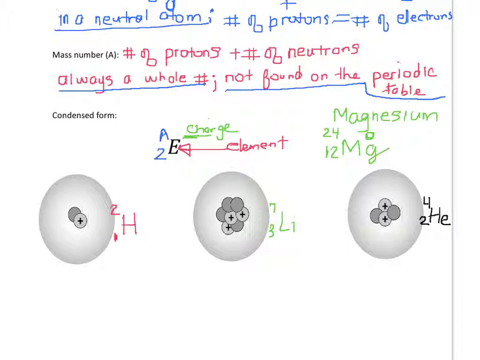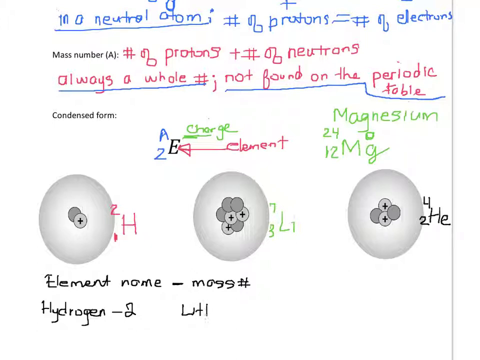Now, another way we can write it, it's like this. You write the element name followed by a hyphen, then the mass number. So that means the first element can be written as hydrogen-2, lithium-7 for our second one, and helium-4 for the third one.